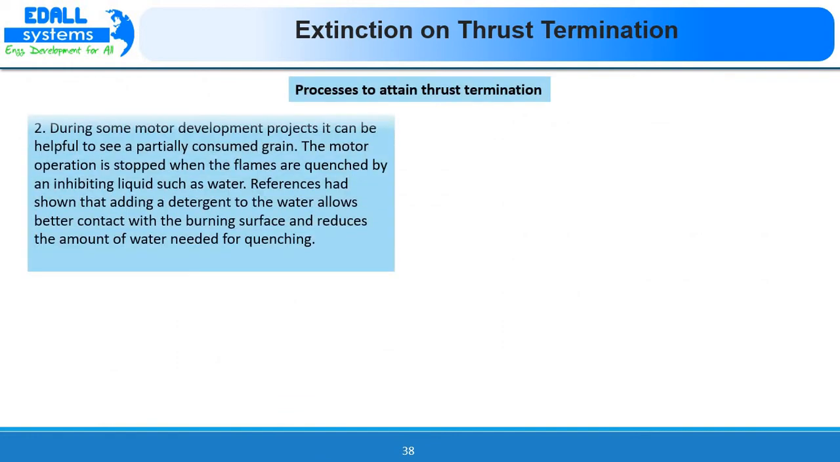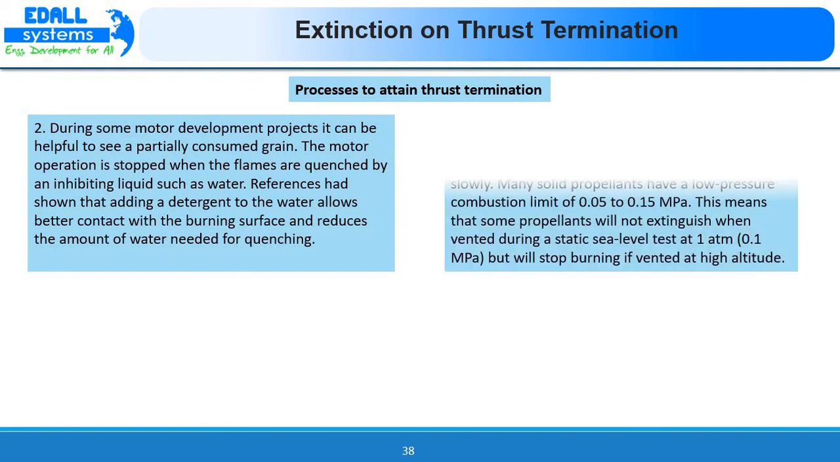Also there are some other methods. During some motor development projects it can be helpful to see a partially consumed grain. The motor operation is stopped when the flames are quenched by an inhibiting liquid such as water. References have shown that adding a detergent to the water allows better contact with the burning surface and reduces the amount of water needed for quench. So we can even use the quenching method with water to stop the propellant grain burning in development projects only, not in the actual rocket motors which are very huge and which are used for the space shuttle or actual rocket engines.